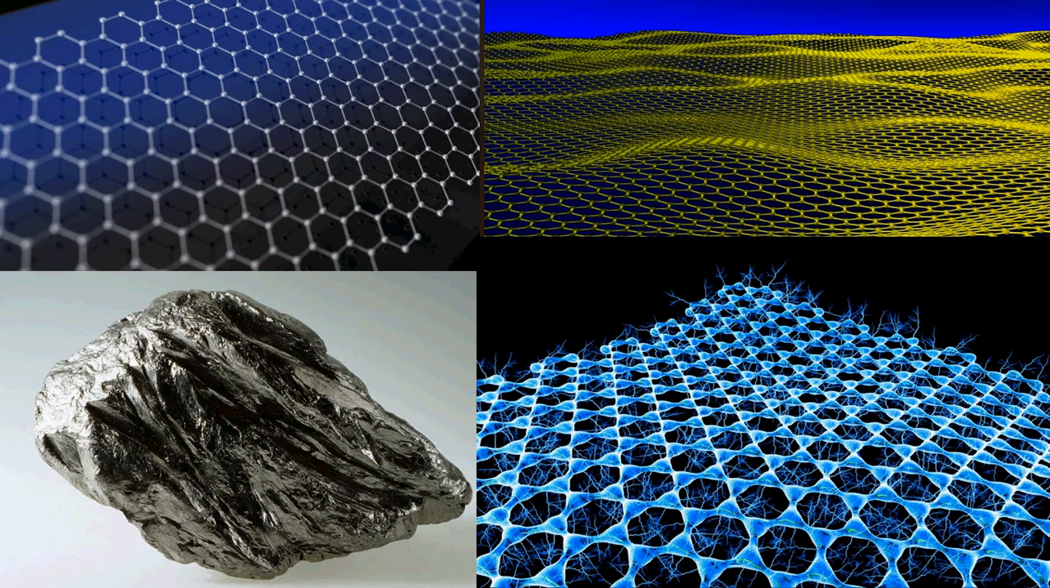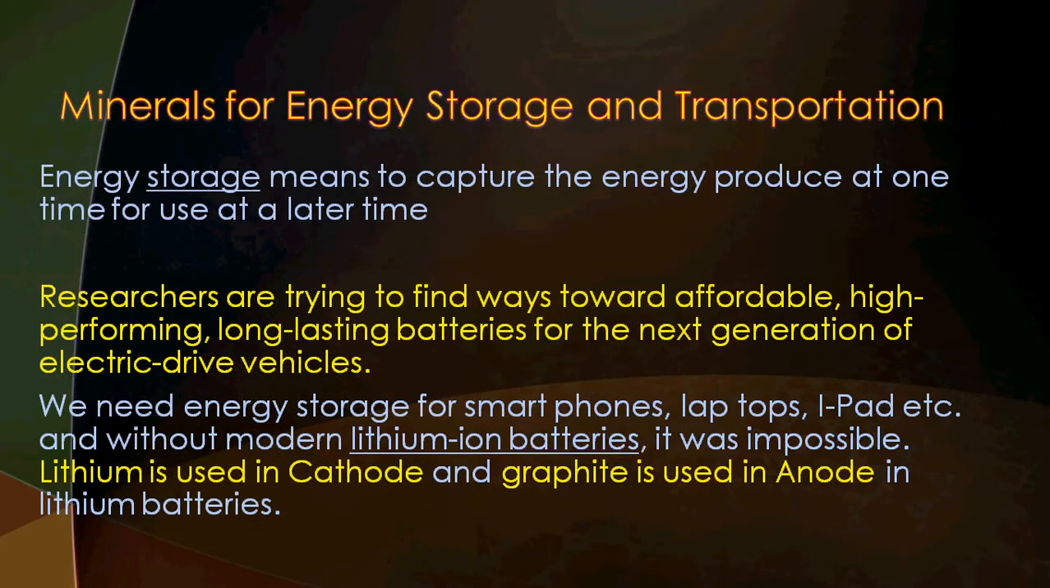We cannot see the graphene with our eyes because it is so thin. Even with a microscope, we need very, very special instruments to observe graphene.